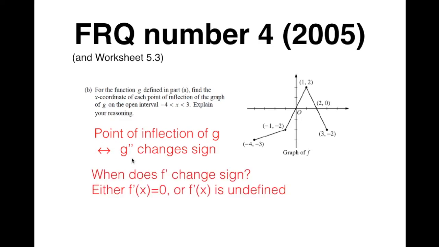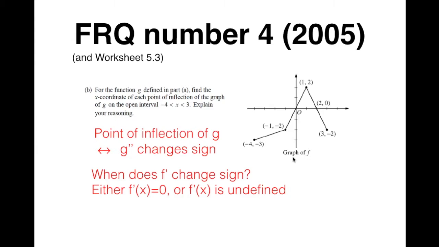G double prime, we saw, is f prime. So we can reformulate this sentence here. F prime changes sign. When does f prime change sign? Typically when f prime equals 0, but also it can happen that f prime changes sign when f prime is undefined. So let's look at our graph of f.